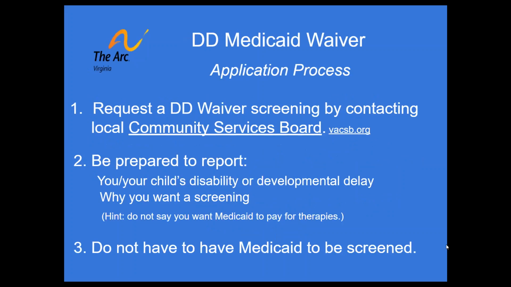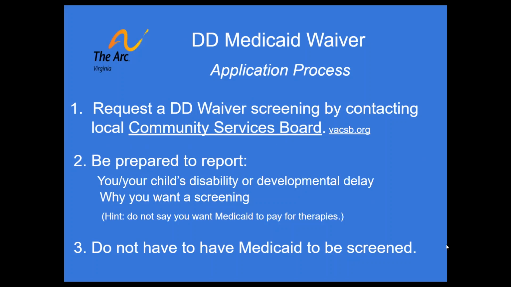To request a DD Waiver screening, you contact your local community services board. At that time, you want to be prepared to report what you or your child's disability or developmental delay is and why you want the screening. Again, this is not the time to say that you want Medicaid health insurance to pay for therapies. You do not have to have Medicaid at the time of screening.